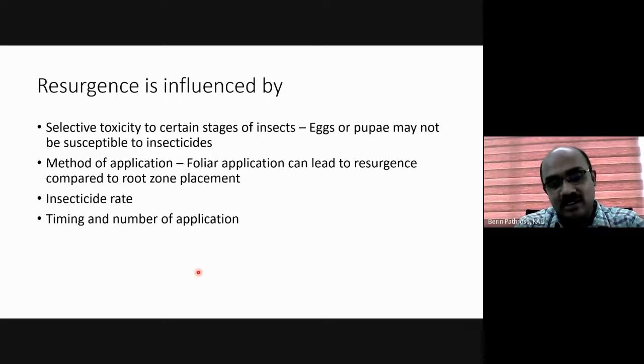Then resurgence. What are the factors that influence resurgence? One factor is the selective toxicity of pesticide. That means if a pesticide is acting only on certain stages, most of the pesticides will not have any activity on egg and pupal stage. So if you spray the pesticide, the egg stage and pupal stage present will survive. It will lead to resurgence.